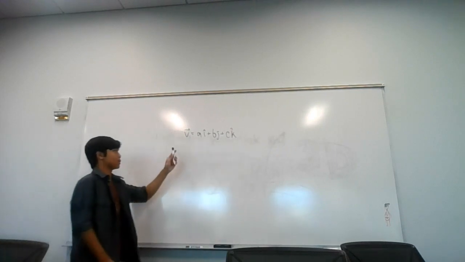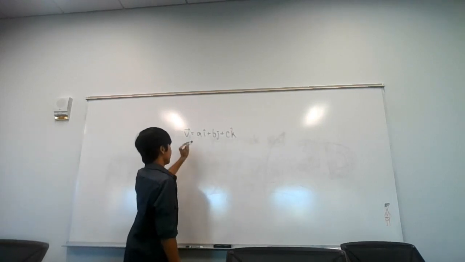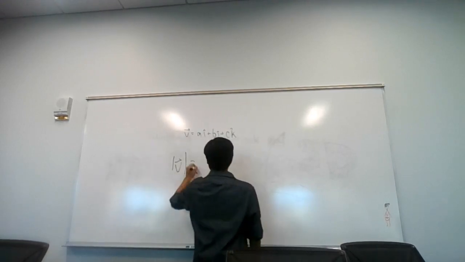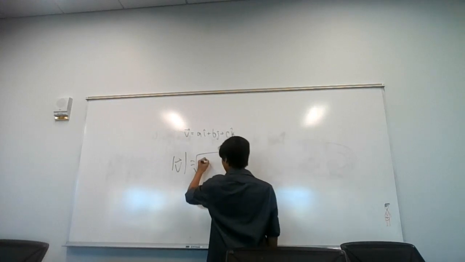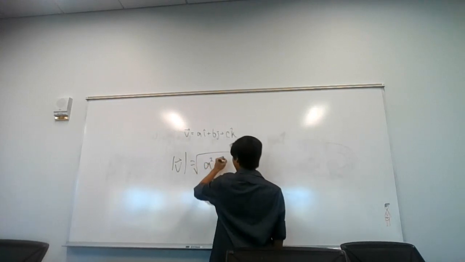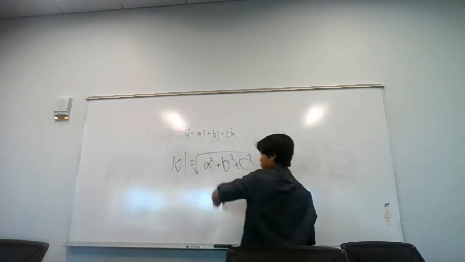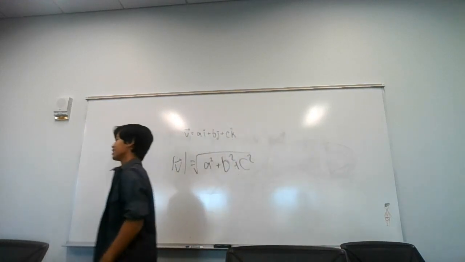So let's go over some operators now. Here we have a vector with some arbitrary constants, ai plus bj plus ck. Let's say we want to learn the total magnitude of this vector. What we would do is use the Pythagorean theorem. You learned that in 7th grade. You're a college student, you should know that now. a squared plus b squared plus c squared equals magnitude squared. So we just take the square root of that, and then we get our magnitude.